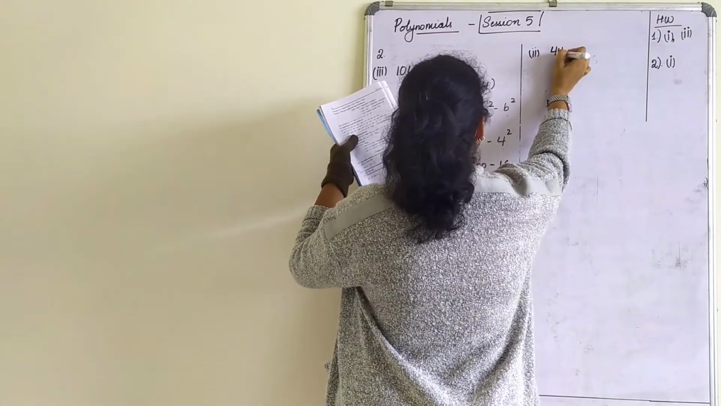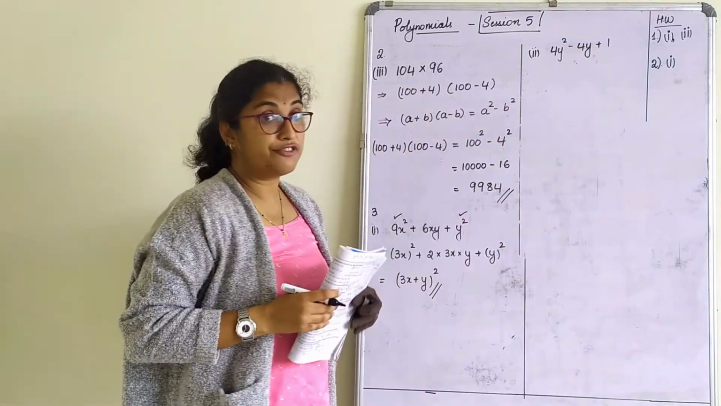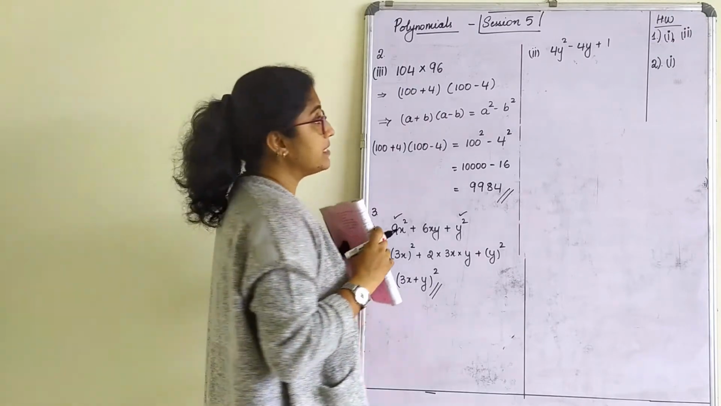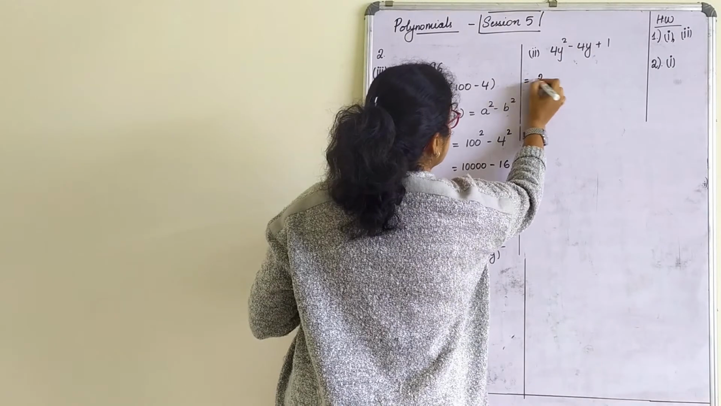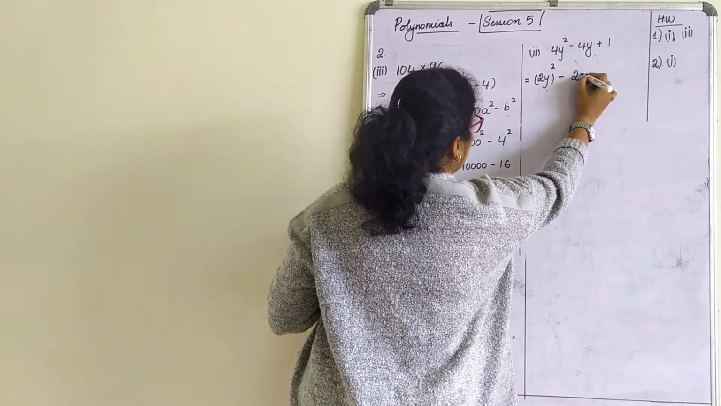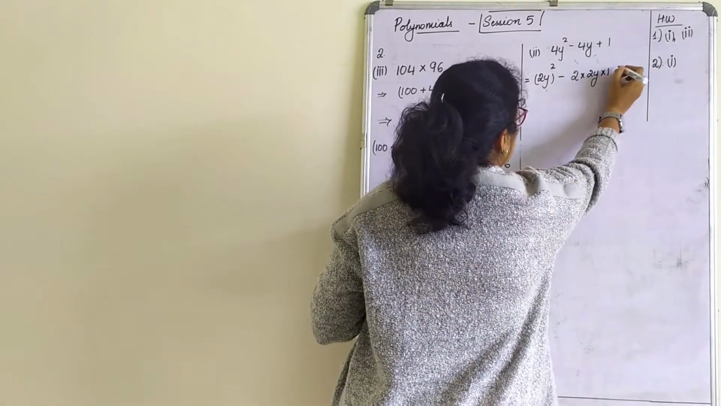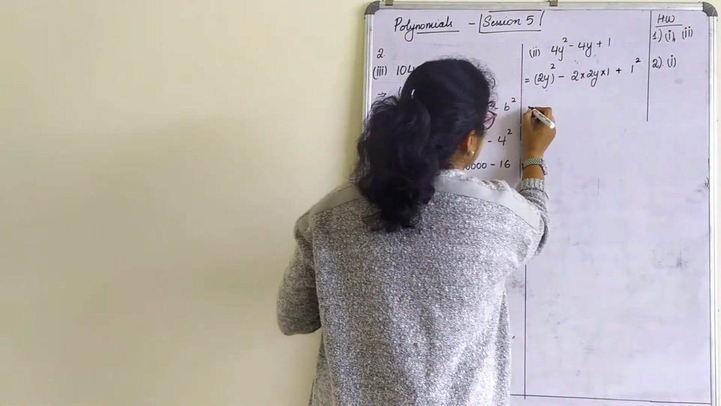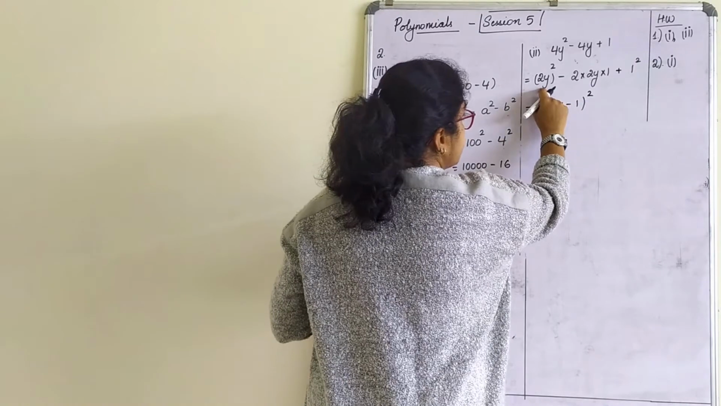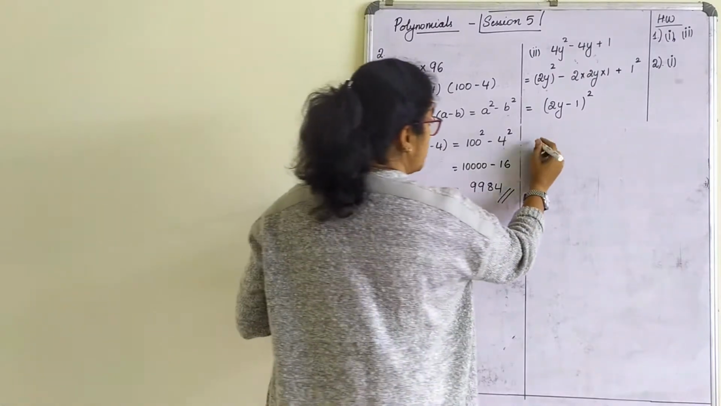We do the next one similarly. Identify the identity: 4y square minus 4y plus 1. 1 is a perfect square. It is of the form a square minus 2ab plus b square. So this is written as 2y whole square minus 2a. A is what? 2y. So 2 2s are 4. B is what? 1, plus 1 square. This is of the form 2y minus 1 whole square, a square minus 2ab plus b square. Clear?